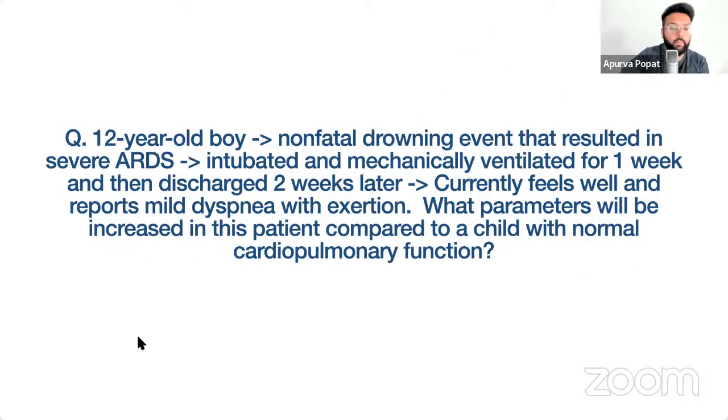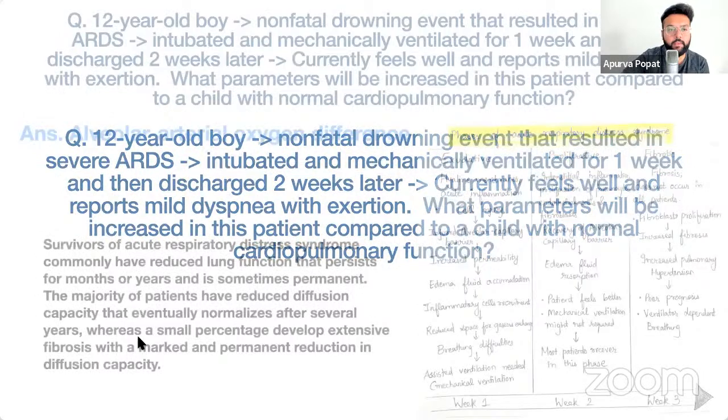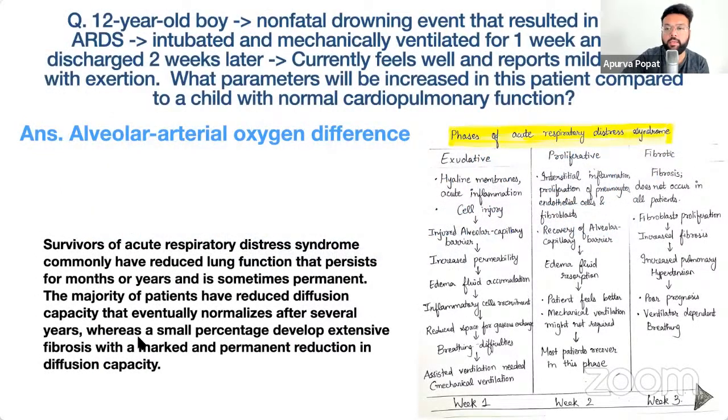Because of pulmonary fibrosis, what will be the compliance of the lungs now? Decreased. Okay, very good. So the AA gradient will be high.